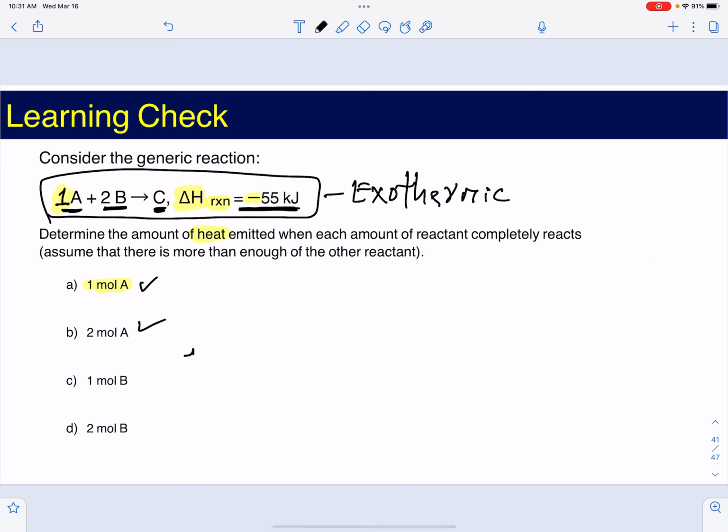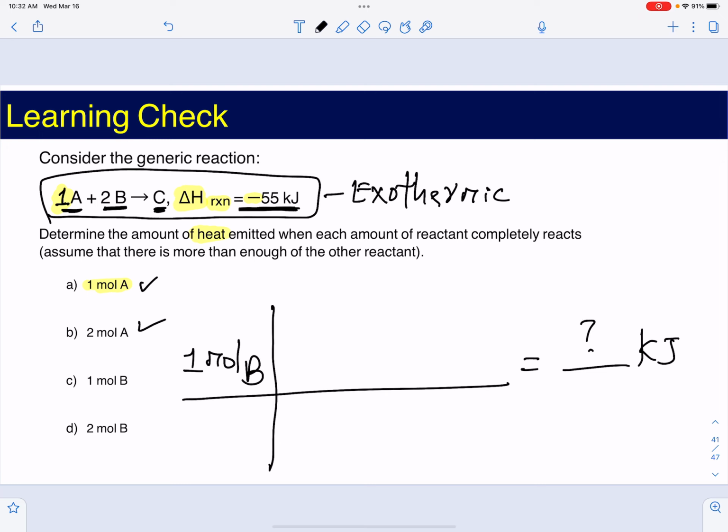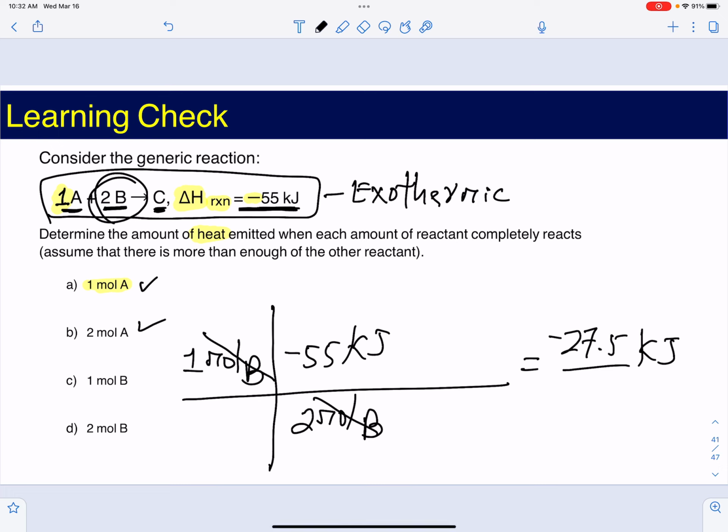If I have 1 mole of B, can you tell me how many kilojoules that should be? Using the balanced equation, I know that for every 2 moles of B, I'm going to produce 55 kilojoules. Therefore, minus 55 divided by 2, that's going to be minus 27.5 kilojoules.